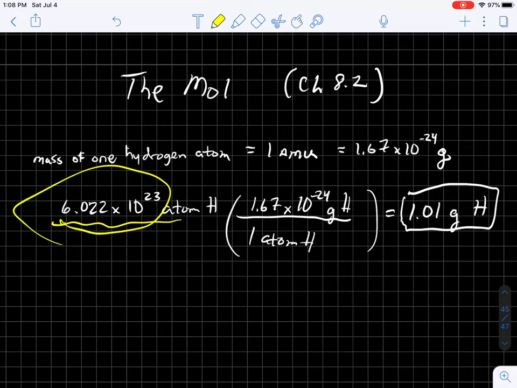So in other words, if you take the Avogadro number and multiply it by the actual mass of the particle, you get the masses that are on your periodic table. Now, why a mole? Again, we don't have a molometer in the lab. All we have is a scale. So if we weigh out 1 gram of hydrogen, we have 1 mole of atoms.